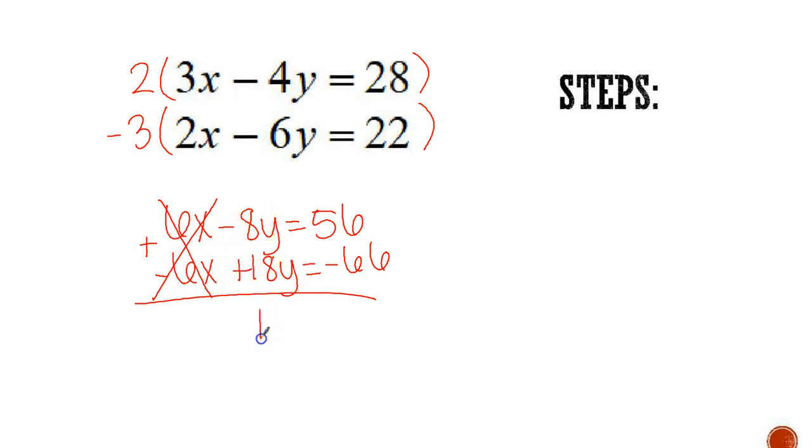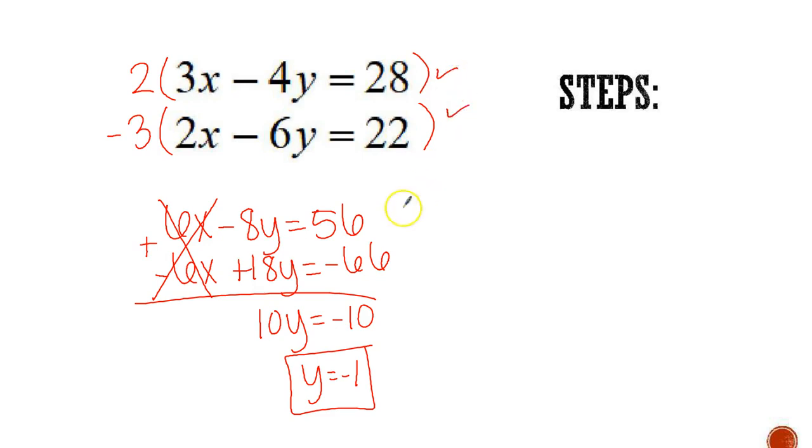Negative 8 plus 18 is 10y. 56 minus 66 is negative 10. You divide by 10 there and you get negative 1. Great job. And then again, I'm not going to show you, but you could go plug in negative 1 to either of those 4 equations, although I would recommend using your originals to go find your x value. Okay? That's how you do elimination.